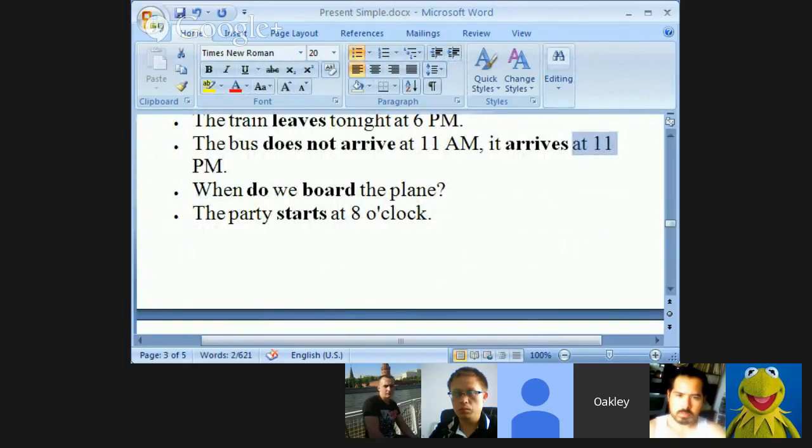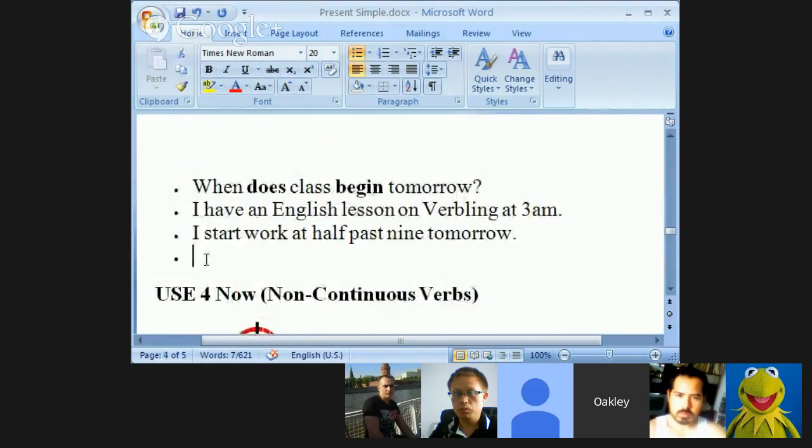clearly indicate that this is happening in the near future. This is how we do it. When we use it, we clarify it with a little extra time information. This is normal. Something like, when do we board the plane? Well, obviously you say that when you're sitting right outside the gate. So it's pretty obvious you're talking about something going to happen soon.